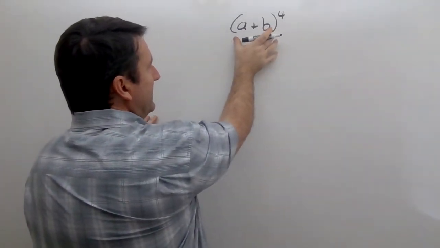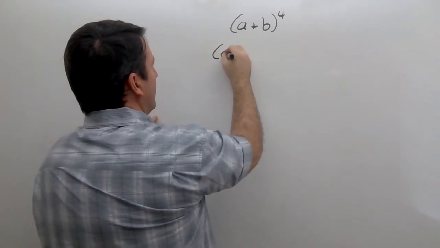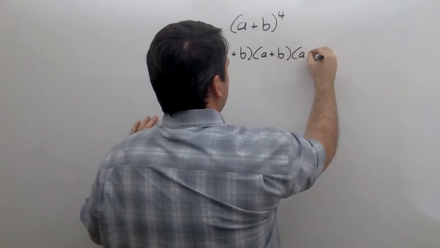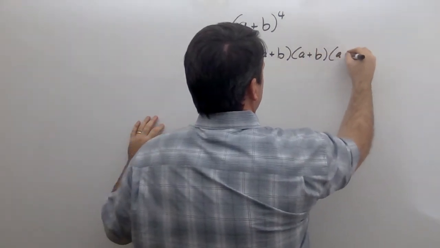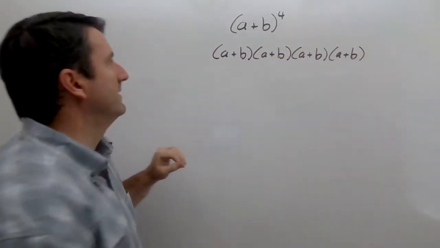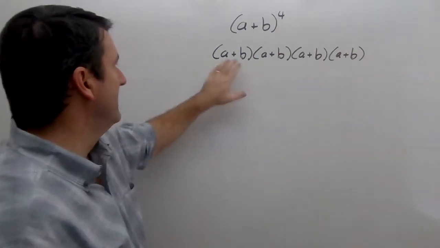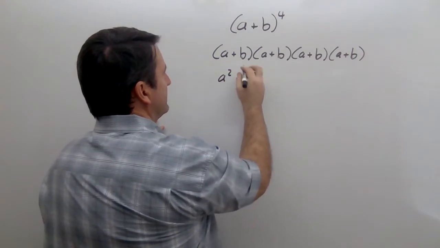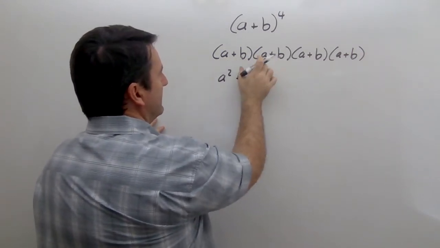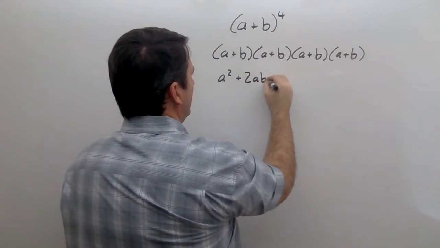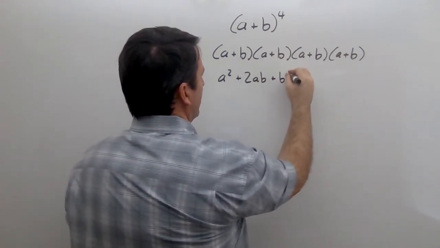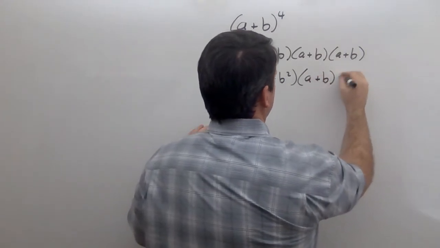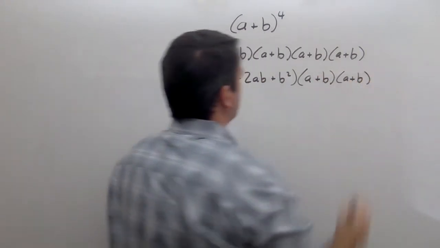So a plus b to the fourth power means we want a plus b times a plus b times a plus b times a plus b. So if we multiply this out, we'll multiply these two first. We get a squared plus ab plus another ab, so 2ab plus b times b is b squared. And then we've still got these a plus b here and another a plus b here.